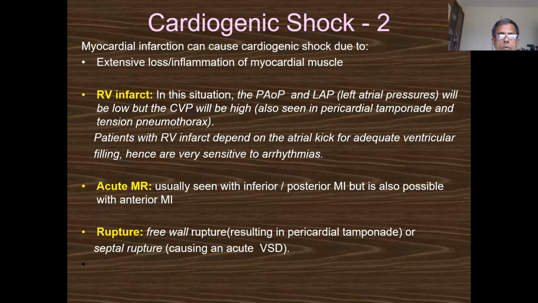Acute MR also needs to be urgently corrected surgically. Ruptured wall, nothing you can really do in this situation. It rapidly goes into pericardial tamponade.